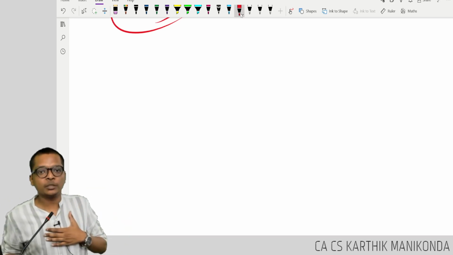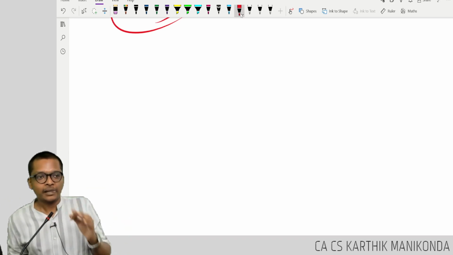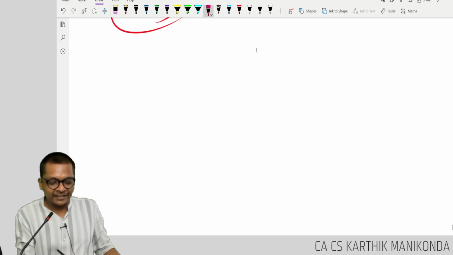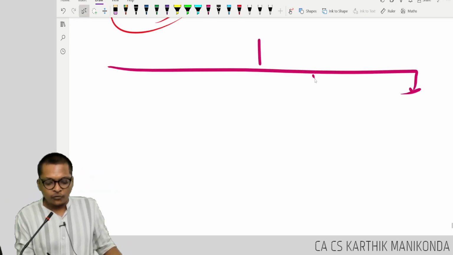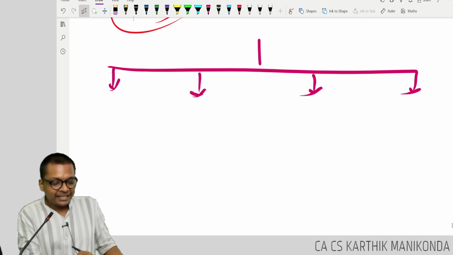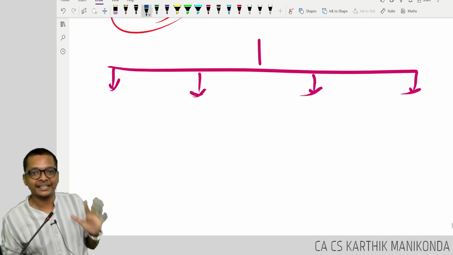Like that, negotiable instrument has different types. We have 4 ways of classifying this. All the 4 are important. Anything can be a straightforward direct question in exam.